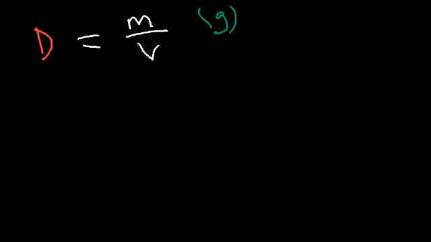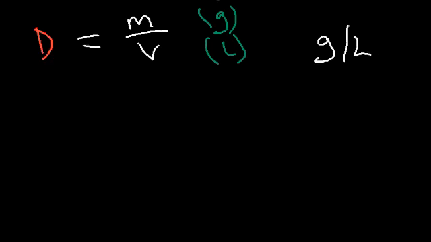Now the next equation we need to talk about is the density of a gas. So density is defined as mass over volume. Now for gases, in chemistry, the mass of the gas is usually in grams and the volume is usually in liters. So the density of a gas is usually reported in grams per liter.